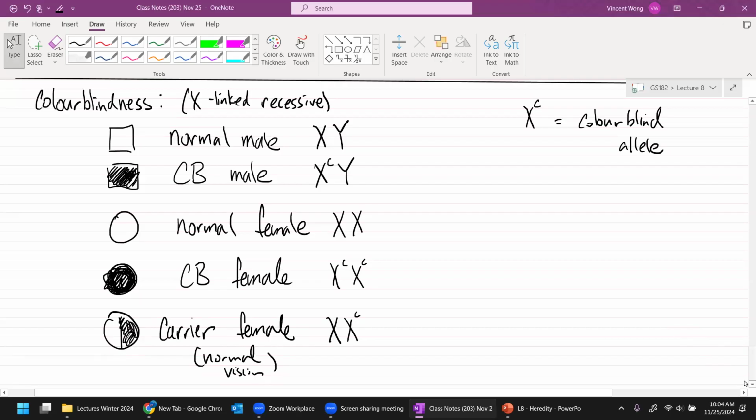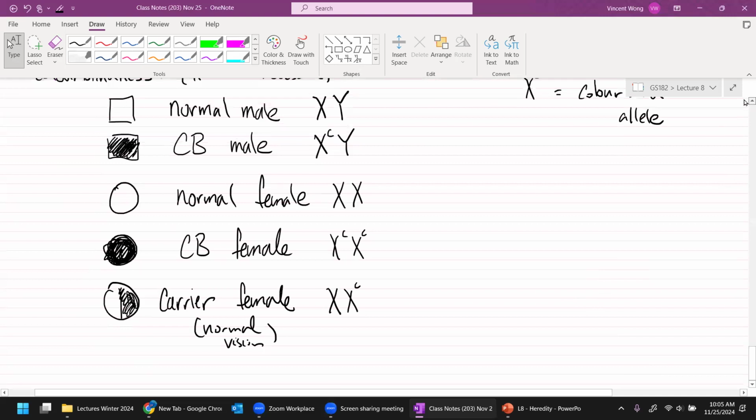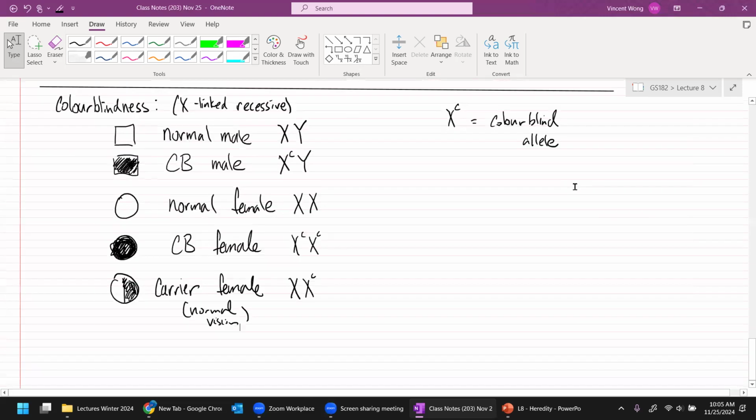A carrier is someone who has the disease allele, but not the disease. Can a male be a carrier for color blindness? No, because in a male, if you have the disease allele, you have the disease, because we only have one X. That's why males are more likely to have an X-linked recessive condition than females.